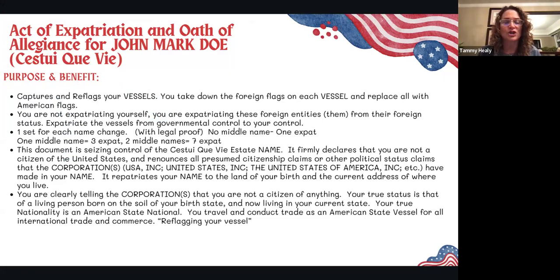First set for each name change with legal proof. No middle name, 1 expatriation; 1 middle name, 3 expatriations; 2 middle names, 7 expatriations. So basically what they're saying is that if you are married and you have 2 names, your birth name and now your legal married name, you'll be doing 6 expatriations, 3 for your maiden name and 3 for your married name.